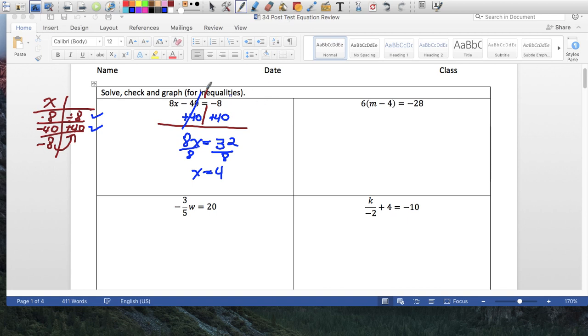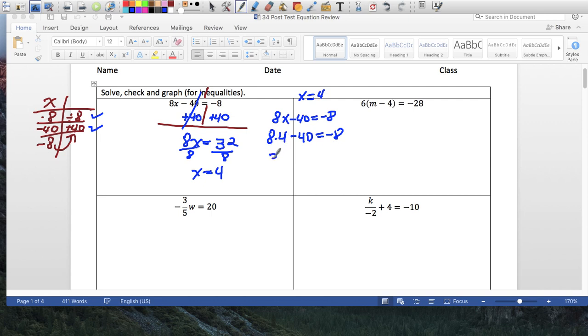So we're going to go back to our original equation, which was 8x minus 40 equals negative 8. We're going to replace, so x equals 4. So I'm going to replace the x here with 4. So I'm going to take 8 times 4 minus 40 equals negative 8. Please use your calculator. So on the calculator, put in this.